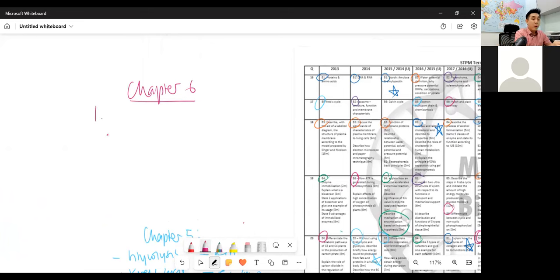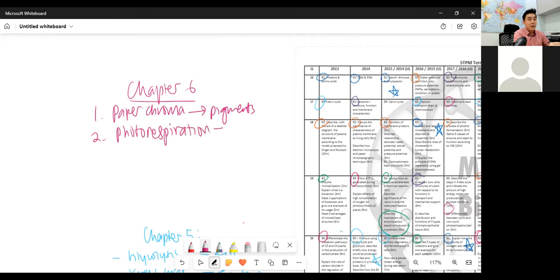For chapter 6, just to relate back to chapter 1, they can ask you paper chromatography, whereby it tests you on the pigments. Guys, of late they haven't really asked photorespiration, something to do with the phosphoglycolate. They can pass you 4 or 5 marks on explanation.